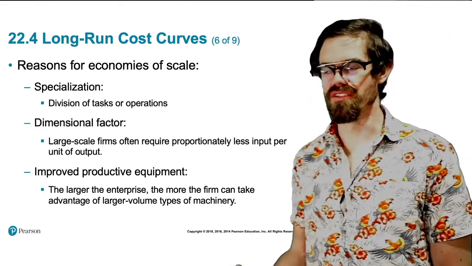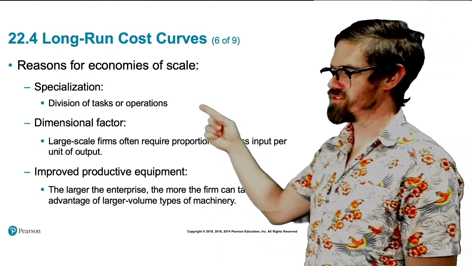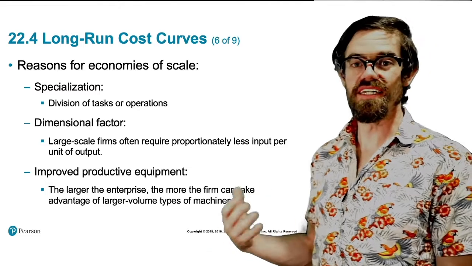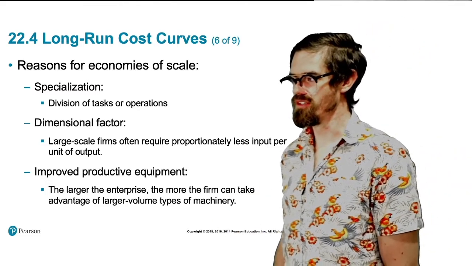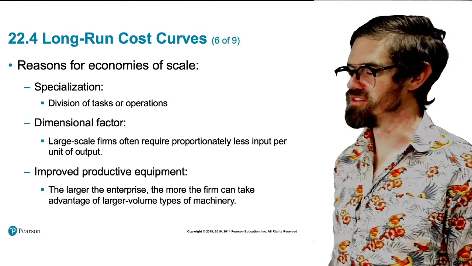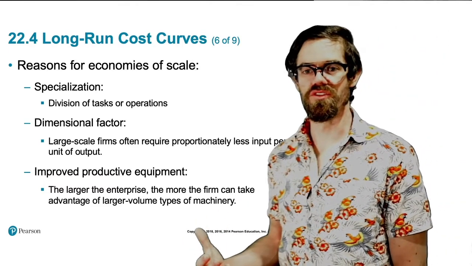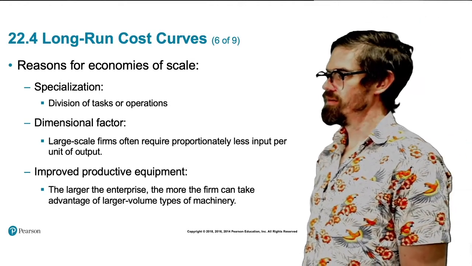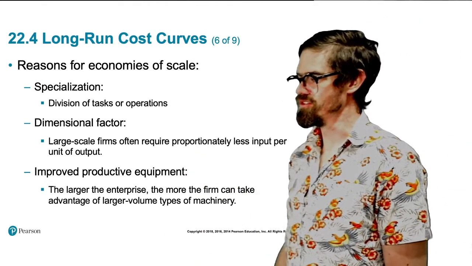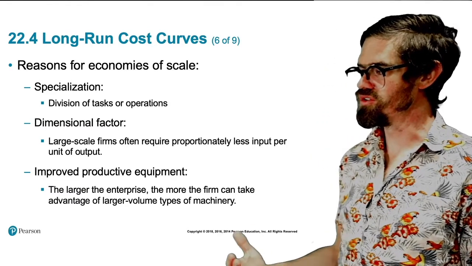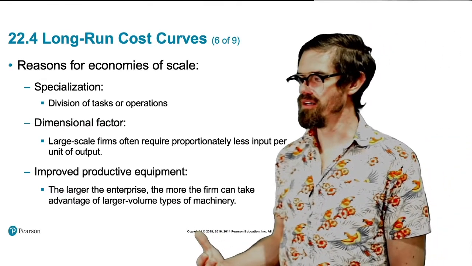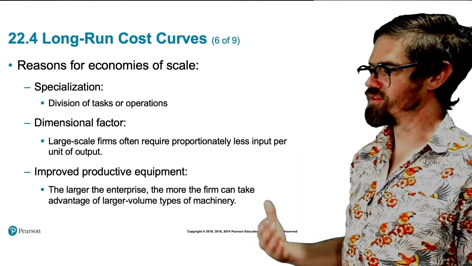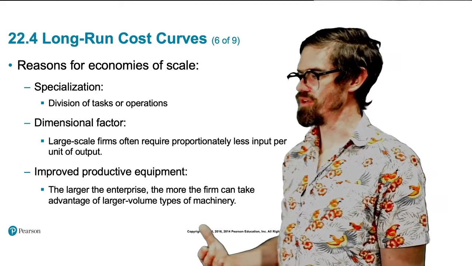Now, what are some different reasons for economies of scale? So one of them actually turns out to be very similar to what we had in the short run. Teams can specialize, right? There can be a division of tasks or operations that allow the firm to become more efficient. There's also this dimensional factor. So large-scale firms often require less input proportionally per unit of output.